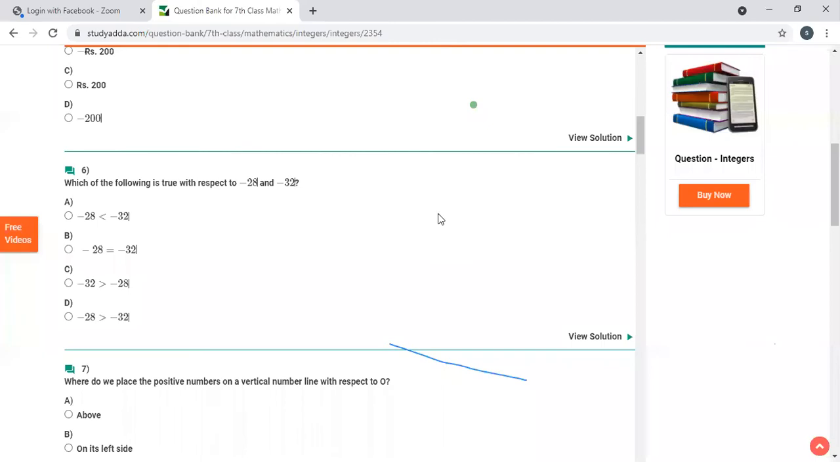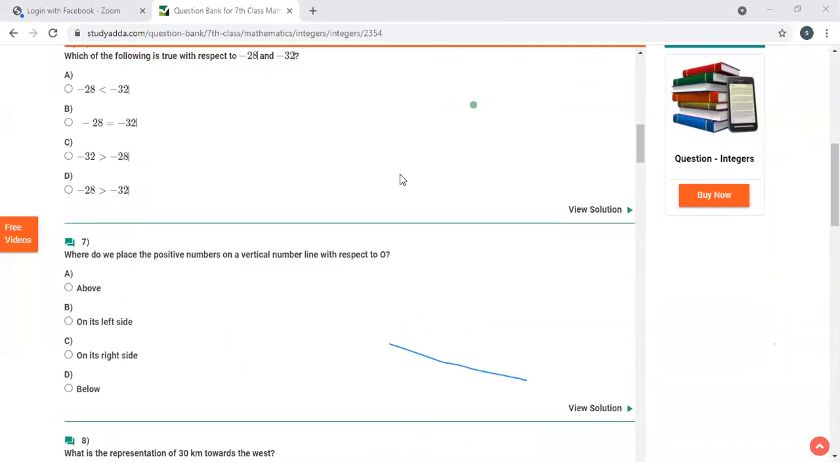Which one is true out of these? Akshita, Hardik, Arpita, Anmol. Yes, beta.